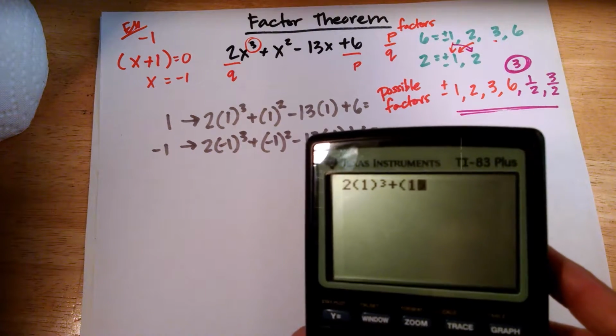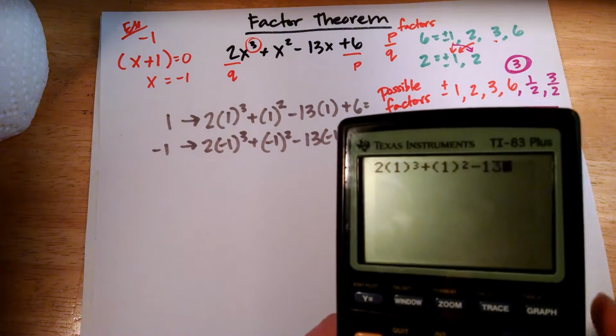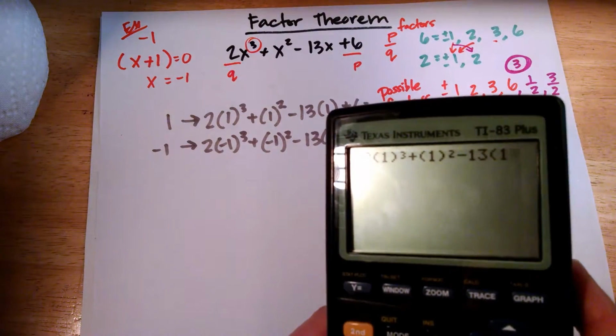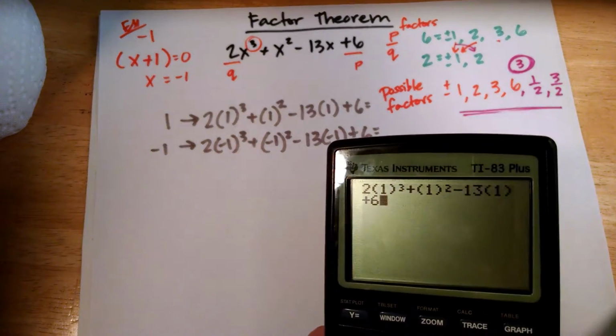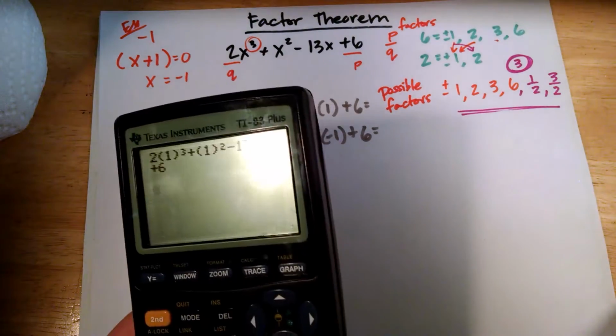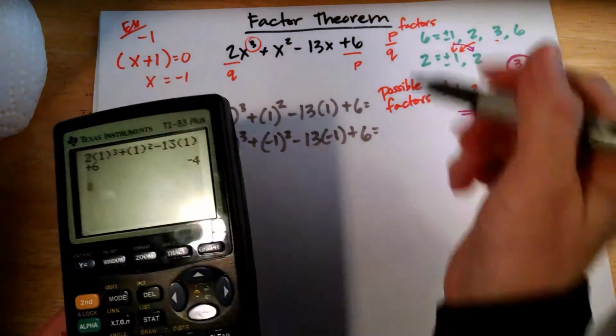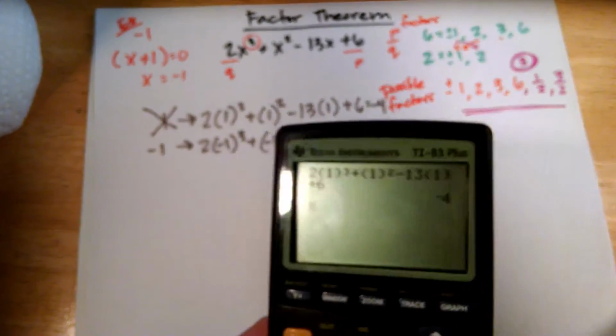Okay, plus 1 squared minus 13 times 1 plus 6. Okay, so I got it on there. What does it equal? Negative 4. So that equaled negative 4. That does not work. So 1 does not work.